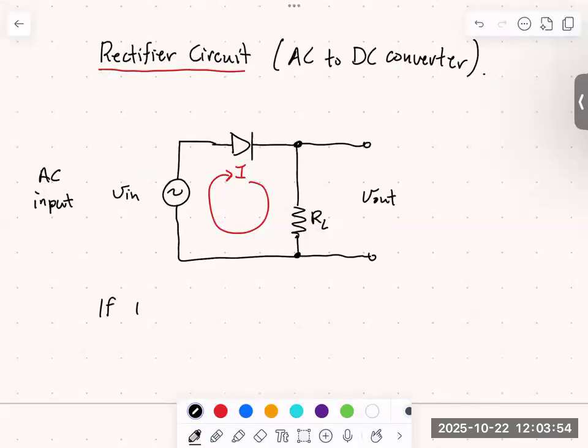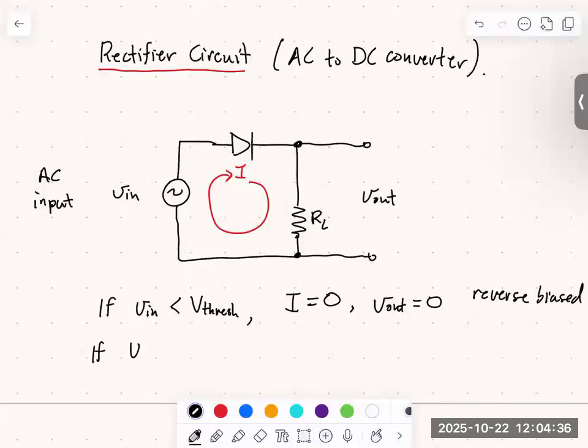So if V in is less than V threshold, which will happen a lot of the time, more than half the time, right? The sinusoidal input, the sine wave, is half the time a negative voltage. And so that is not going to forward bias our diode. And so during this entire time, when the input is negative, and in fact when it's positive but less than V threshold, the current will be equal to 0, and our V out will be equal to 0. This is what we've been calling the reverse bias case.